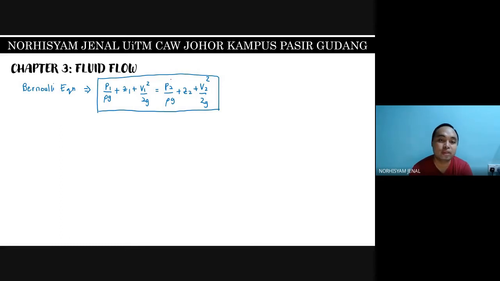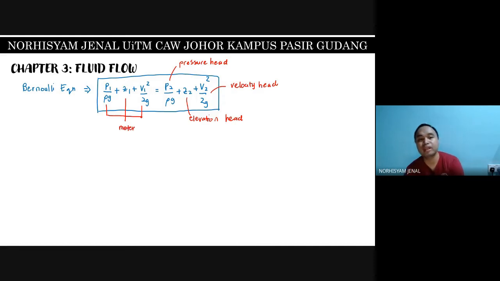So the P's element over here should be pressure head. Z will be called as elevation head. Okay, and V2 square over 2G is called as velocity head. Okay, and the unit for each one of them should be in meter. Okay, each one of them will have a unit of meter.